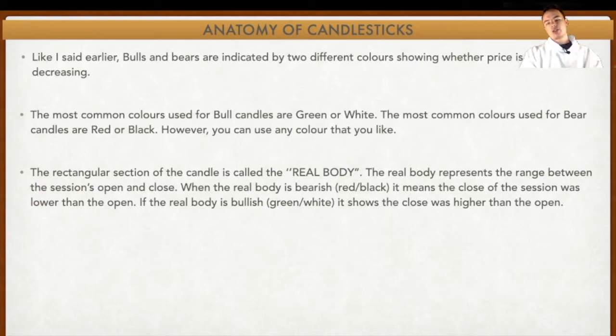The rectangular section of the candle is called the real body. I will show you a photo of everything on the candlestick, but I just want to explain it quickly. The real body represents the range between that specific session's open and close. By specific session, I mean the time frame. If it's bearish, price is decreasing, price is lowering. Open is on the top, close is at the bottom. If it's bullish, open is at the bottom, close at the top.